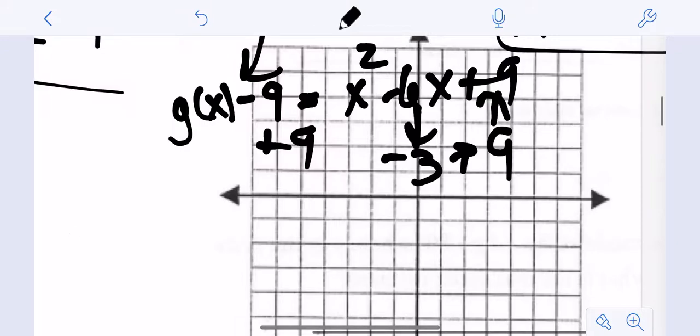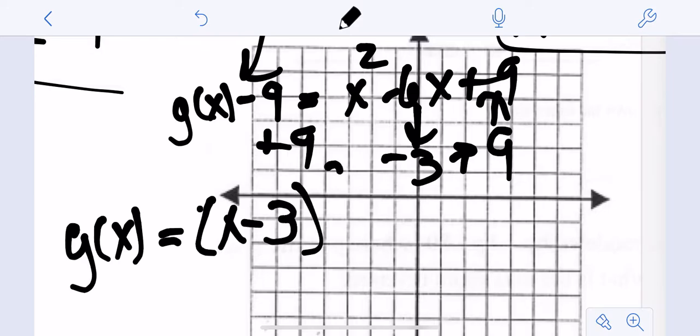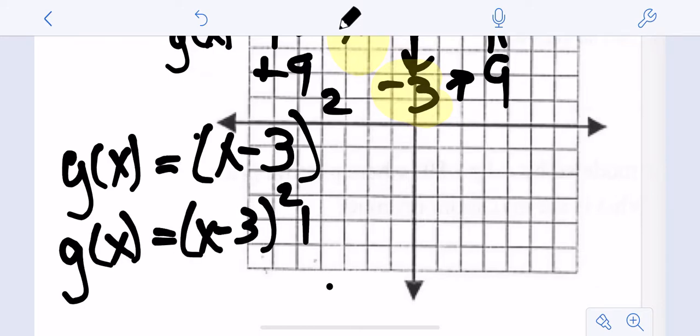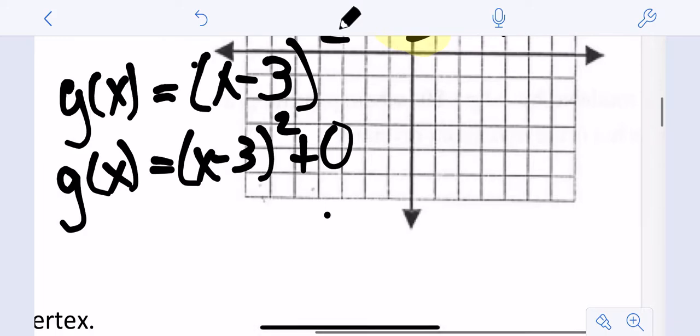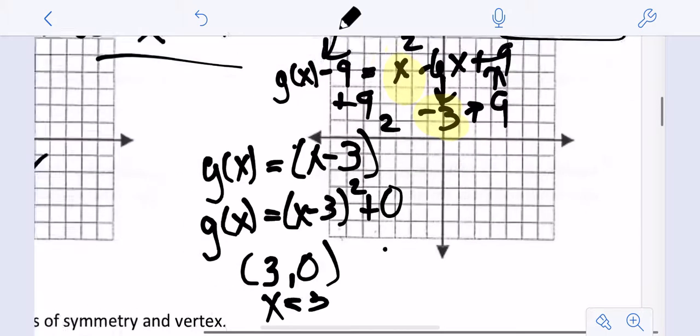So here I would get g of x equals, and then the right side I'm going to factor. It's going to be x minus 3 squared. Remember, you can actually factor it, or you can look at this and say that variable, that number squared. And so this in vertex form would be g of x equals x minus 3 squared, and there's really a plus 0 there, right? So that tells me my vertex is at 3, 0, and my axis of symmetry is at 3.